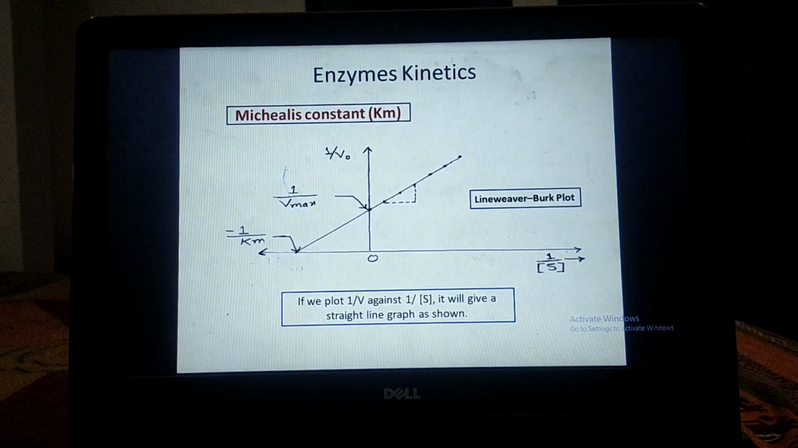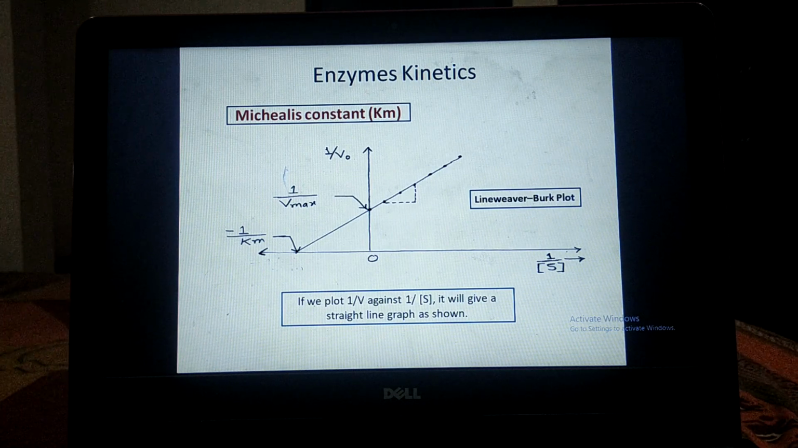Now this practical difficulty of calculating Km is overcome by this graph called the Lineweaver-Burk plot. In this graph, on the x-axis we have taken the reciprocal of substrate concentration. In the normal graph we take substrate concentration on the x-axis and velocity on the y-axis, but in this situation on the x-axis we have taken 1/S, that is the reciprocal of substrate concentration, and on the y-axis we have taken 1/V, that is the reciprocal of velocity. So on both axes we have taken reciprocals. Therefore it is also called the double reciprocal plot.